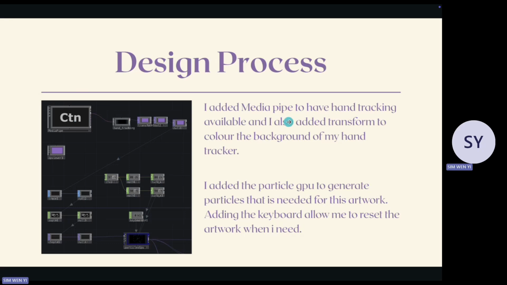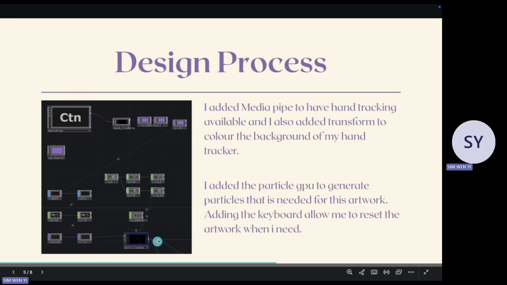At the start, I added MediaPipe to have hand tracking because that's how you have the interaction with it, basically by dragging it around. I added it to make hand tracking available. And I also added transform to color the background of my hand tracker because my artwork, the background is originally black. So I had to make it a specific, a brighter color so that it's more obvious there and it doesn't blend in with the background. And I added the particle GPU to generate particles that is needed for this artwork over here.